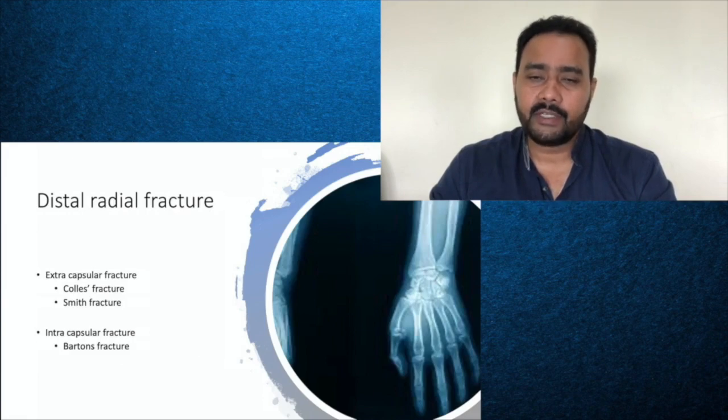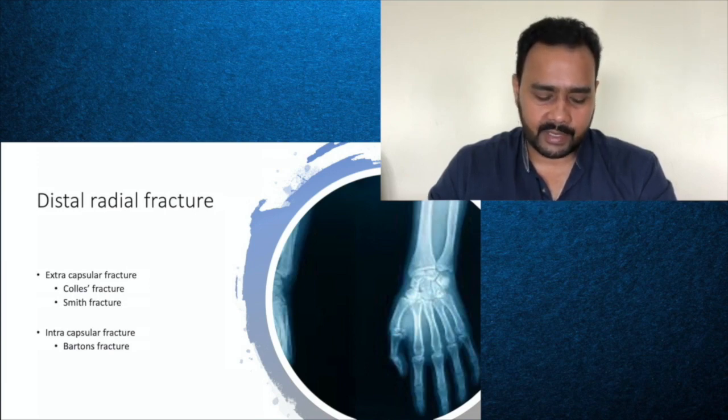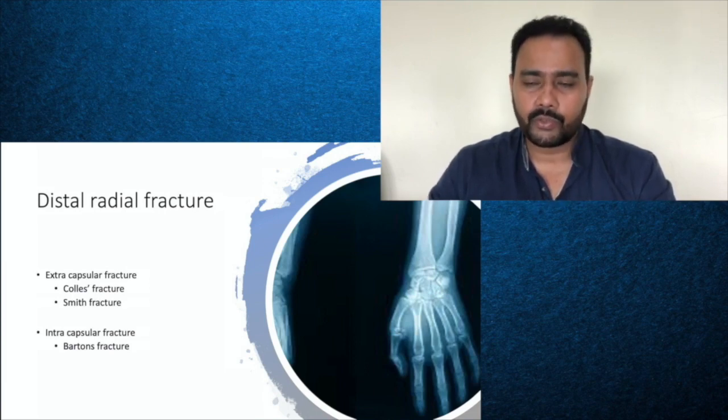Then we come to the distal radial fracture. Distally the radius is forms the wrist joint, and you can have fractures in that area. That is what we call distal radial fractures. There are two types of distal radial fracture. We can divide the distal radius fractures into two.